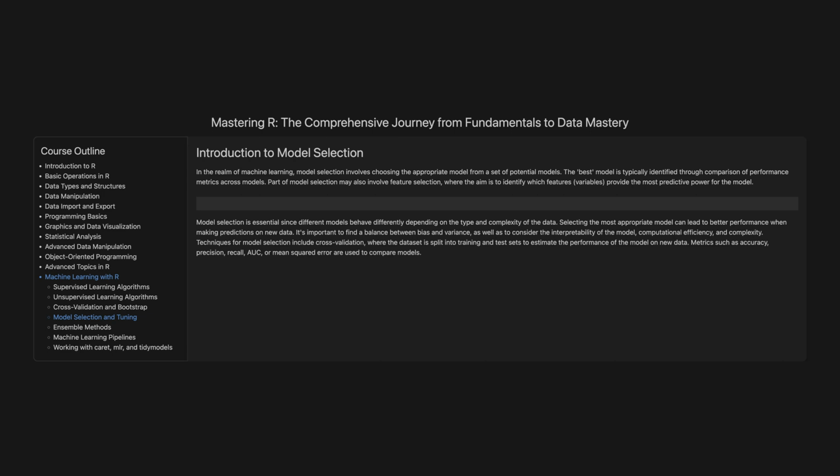Model selection is essential since different models behave differently depending on the type and complexity of the data. Selecting the most appropriate model can lead to better performance when making predictions on new data. It's important to find a balance between bias and variance, as well as to consider the interpretability of the model, computational efficiency, and complexity. Techniques for model selection include cross-validation, where the dataset is split into training and test sets to estimate the performance of the model on new data. Metrics such as accuracy, precision, recall, AUC, or mean squared error are used to compare models.